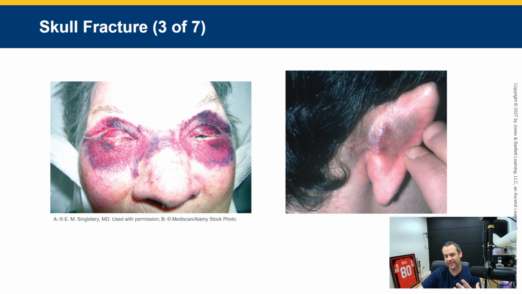Both of these findings do take several hours to appear, and in some patients they can be delayed even further, up to 24 hours. But always look, assess, see what you see, and document. In terms of treatment, you're thinking possible spinal immobilization, because if you have that much force applied to the head and face to cause a skull fracture, you need to do C-spine immobilization and then treat for ABCs or XABCs, depending on the situation.